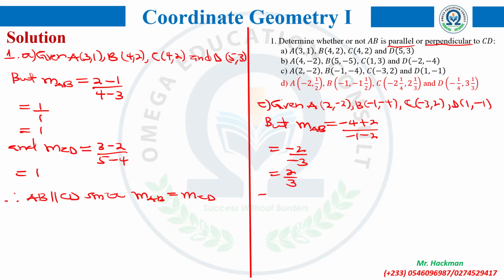Okay, and your second gradient, which is the gradient of the second line, CD, that will also be changing y. So X1, Y1, X2, Y2. So minus 1 minus 2, all over changing x, 1 minus minus 3. So it will be 1 plus 3, which in effect will give us minus 3 over 4. Is that clear?